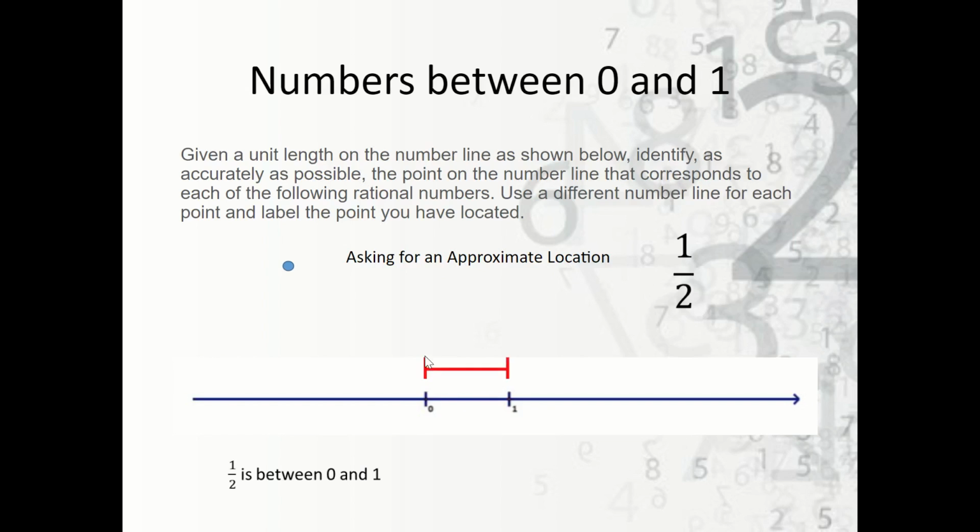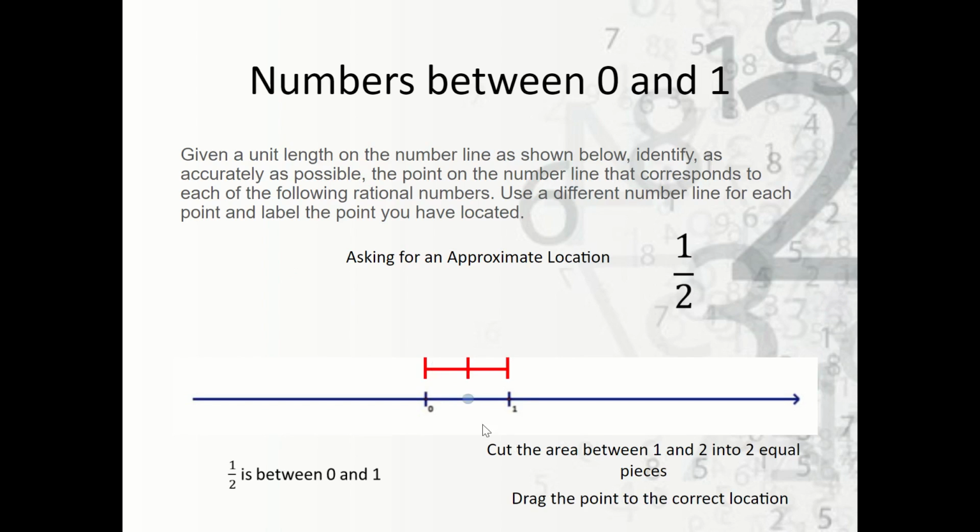So we're going to take that 0 and 1, and we're going to go about halfway through that. So we're going to break that into 2 equal pieces. Is that exactly equal? I don't know, but it's close. So we're going to go ahead and move our dot to that point here on the number line. So right about there should be 1/2. Is it exactly 1/2? Probably not, but it's pretty close.